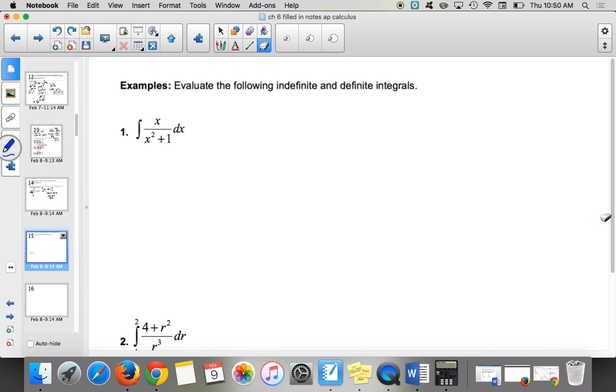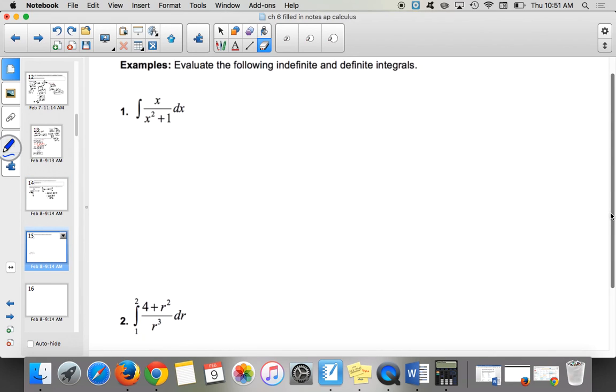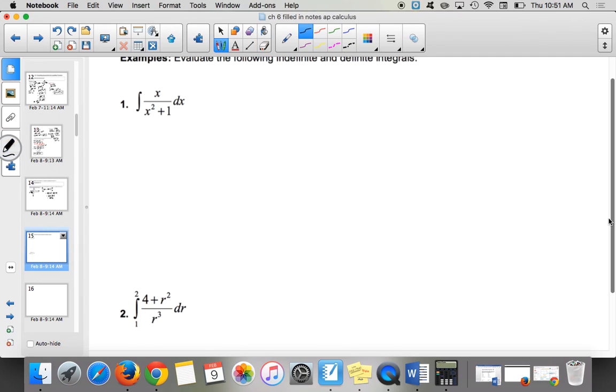All right, so it says evaluate the following indefinite and definite integrals. So this first one, a little tricky. Any guesses? It is a U-substitution. What should we let our U be? X squared plus 1. It's never just x.